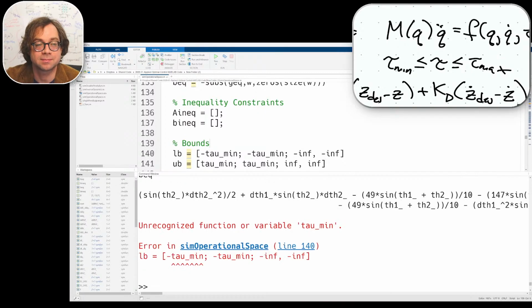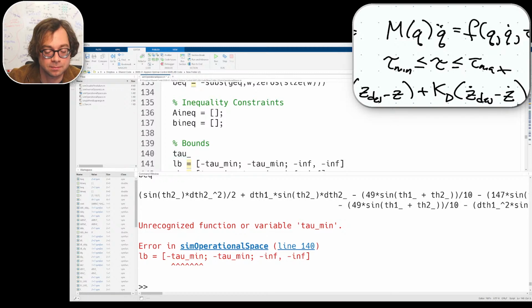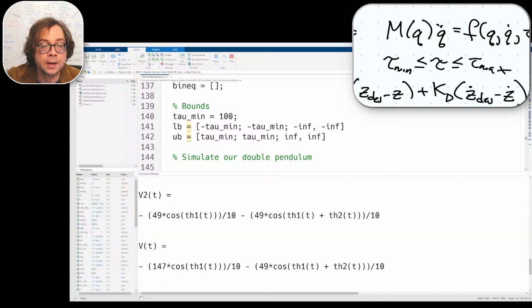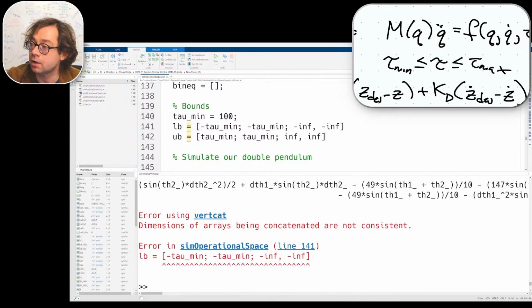I didn't define tau min. Let's set a tau min. Let's make it big for right now. Let's make it 100 Newton meters. That's pretty big, but I think it would be fine, right? All right. So right now, we should be able to define every element.